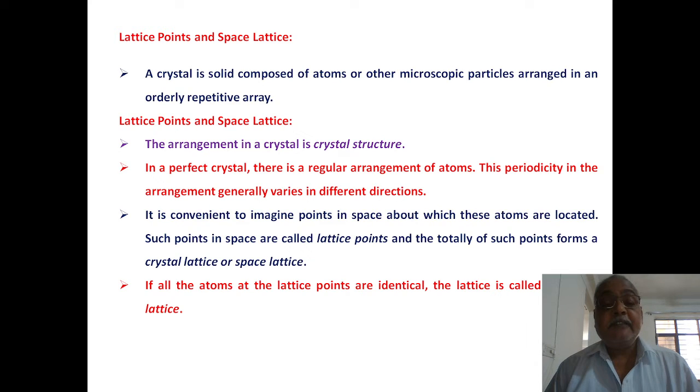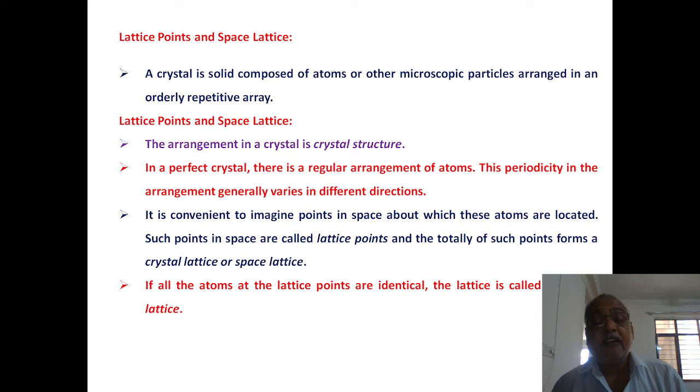It is convenient to imagine points in space about which these atoms are located. Such points in space are called the lattice points, and the totality of such points forms a crystal lattice or space lattice. If all the atoms at the lattice points are identical, the lattice is called a Bravais lattice.